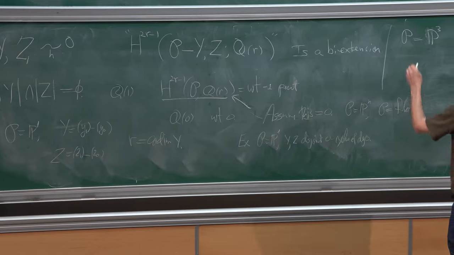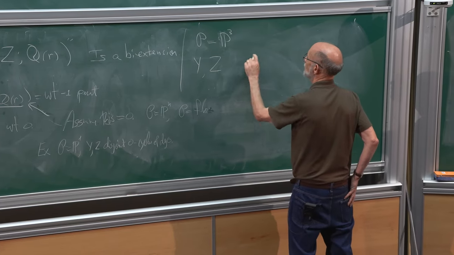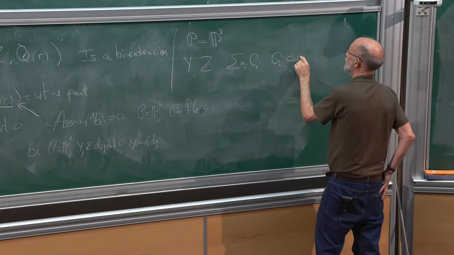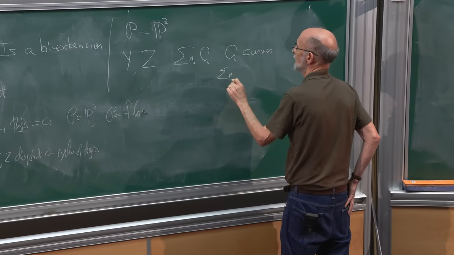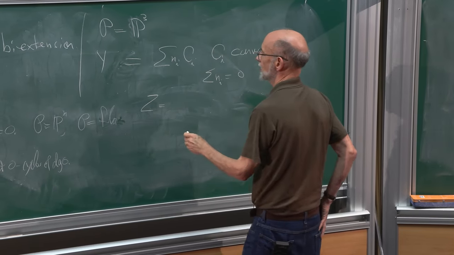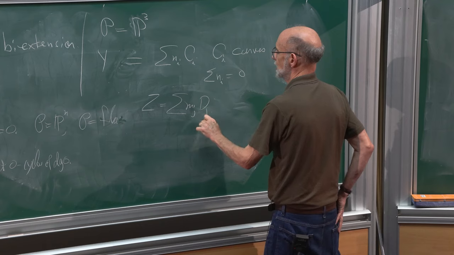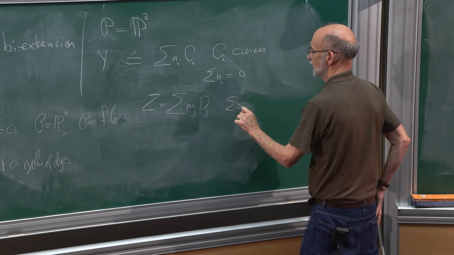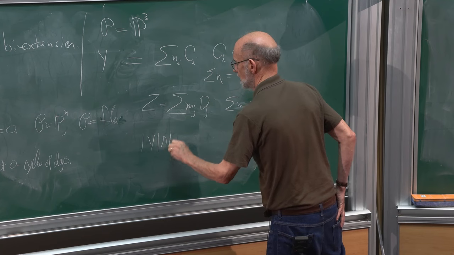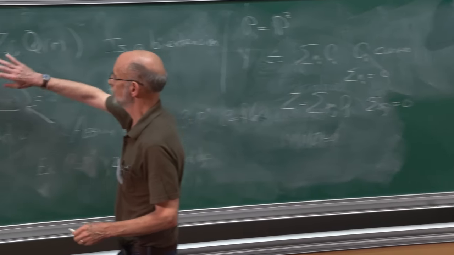So I could take P equals P3, and I could take Y and Z to be of the form summation Ni Ci, where the Ci are curves, and the sum of the Ni is zero. So I'll say Y is this, and Z is a similar thing. Now they both have the same dimensions, as summation Mj Dj with the sum Mj equals zero, and the crucial condition is that the supports of Y and Z should be disjoint.